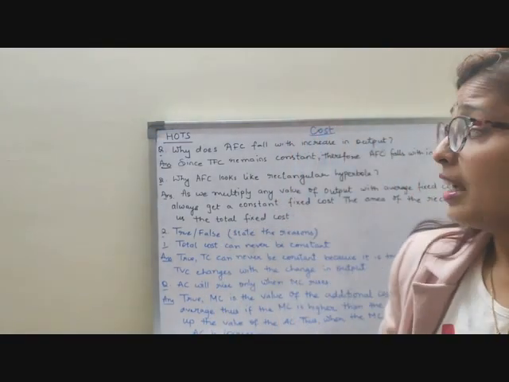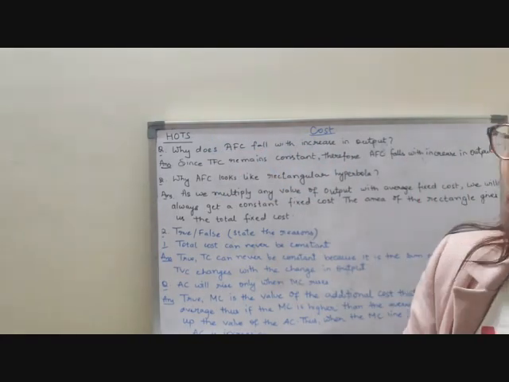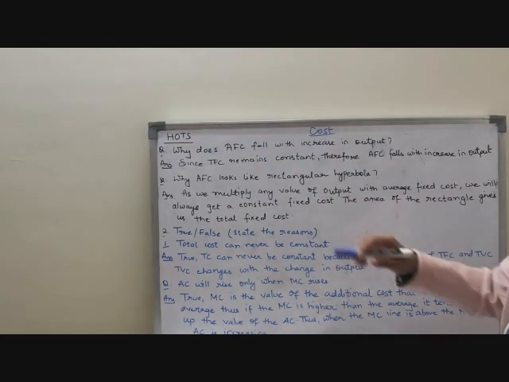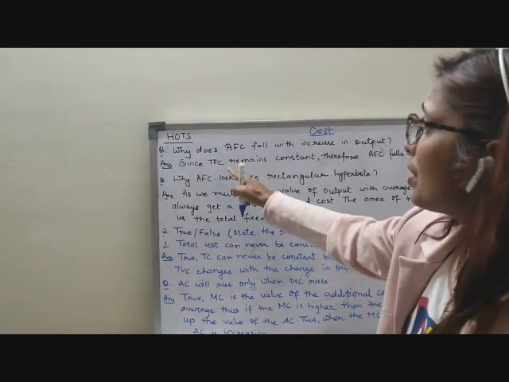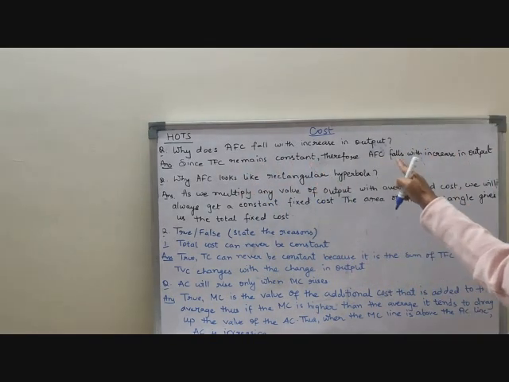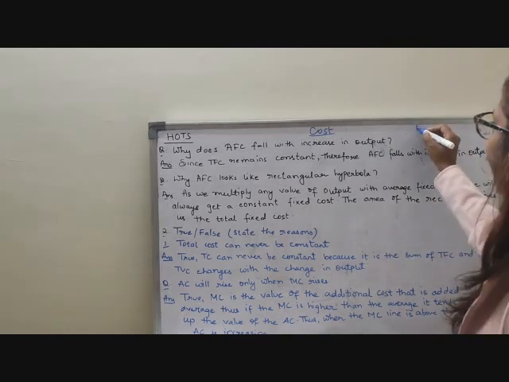Let's discuss in concept chapter HOTS. So first question is, why does average fixed cost fall with increase in output? Since TFC remains constant, therefore average fixed cost falls with increase in output. See how I have already discussed.